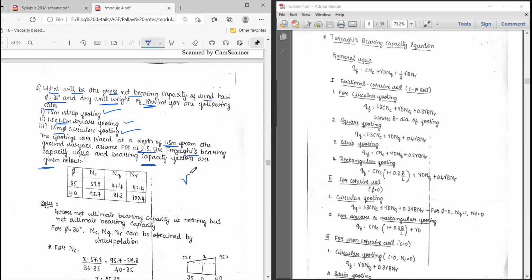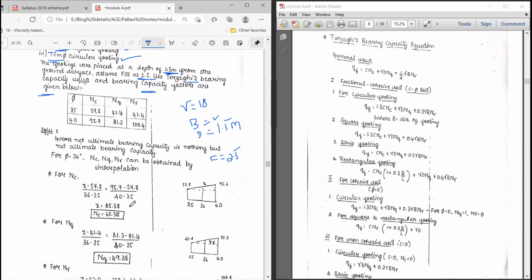He had given the gamma value as 18, and B values for different footings are available. See, 1.5 for strip footing, again 1.5 for square footing, and for circular footing the B value, that is diameter, is 1.5 meters. So no problem, that is also available. B values are available for all the footings. Next, depth value. It is 1.5 meter for all the cases. Then he said that factor of safety is equal to how much? 2.5. So factor of safety is also available.